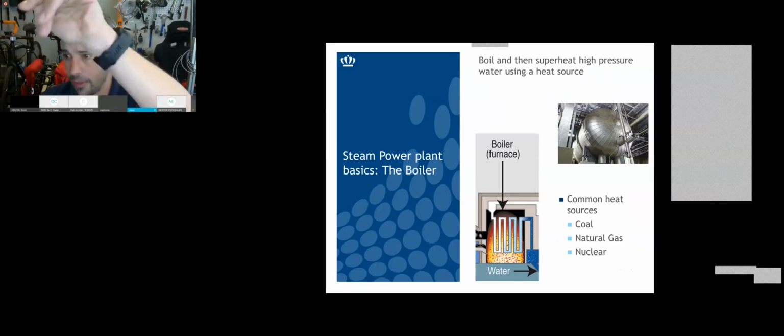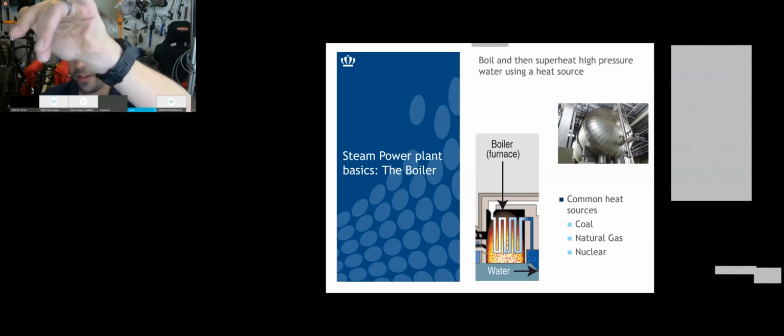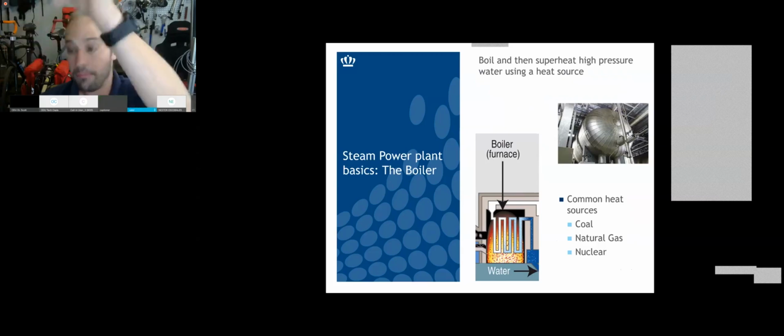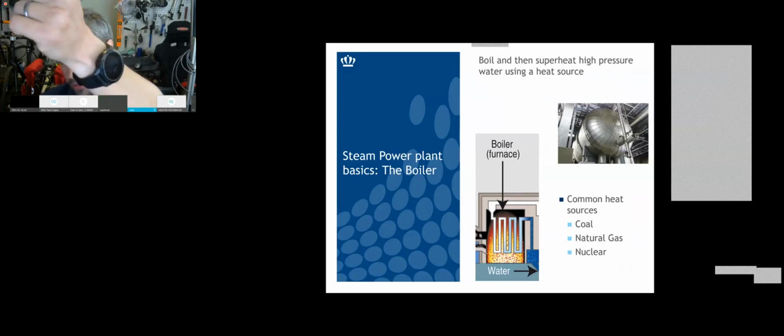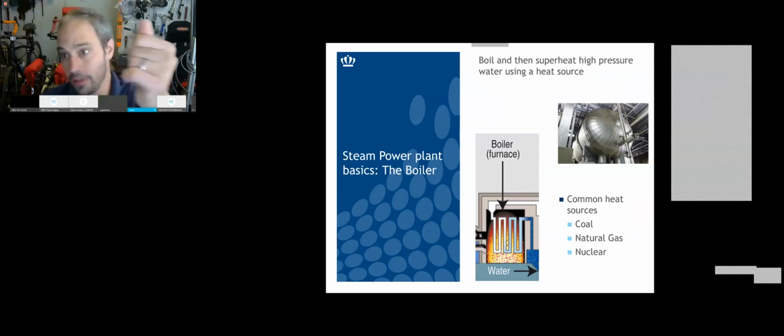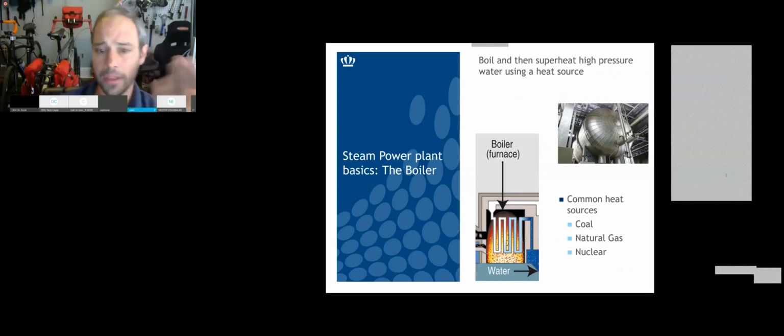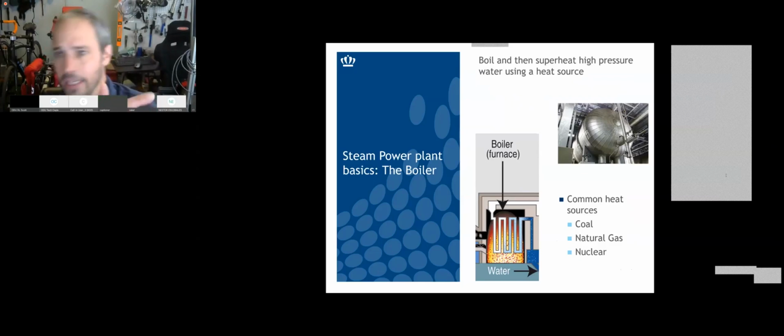Now, one thing you learn in Thermo 1 when you look at properties of pure substances is we then superheat it to a temperature above its boiling temperature. So we get really, really, really hot vapor. All right. So why that is, we're not going to get into.